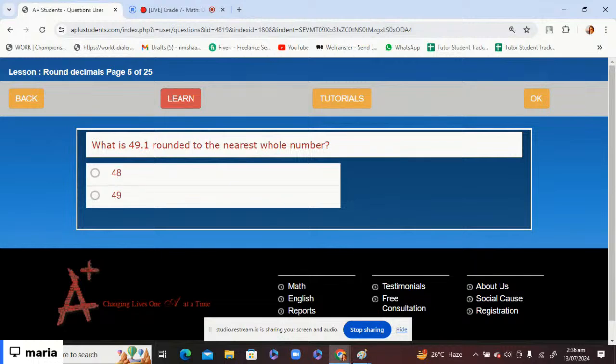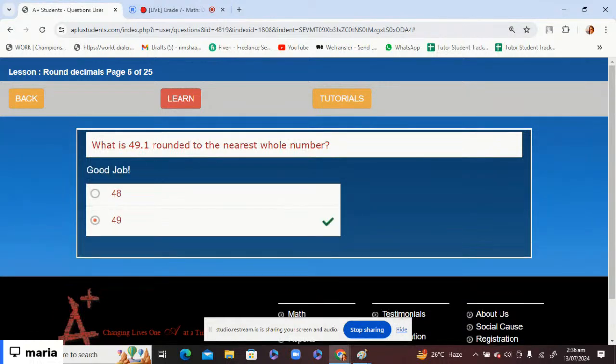Okay, now we are going to solve two more questions for this. Let's do the first. What is 49.1 rounded to the nearest whole number? It's 49 and here it's 1. So 1 is less than 5 obviously. So this stays the same. Okay.